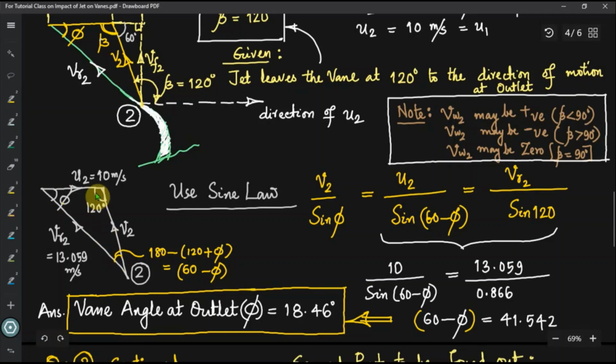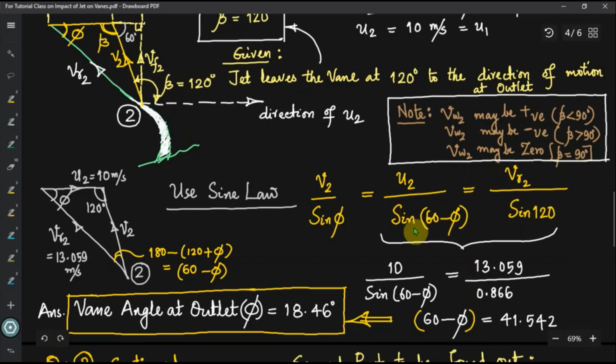And the two sides u2 and Vr2, their values we know, but the third side V2 we do not know the magnitude. Now V2 by sin phi is equal to u2 by sine of 60 minus phi, that is u2 divided by sine of this angle, which we already confirmed is 60 minus phi. And the third side Vr2 divided by sine of the angle at the opposite vertex, that is sine 120.